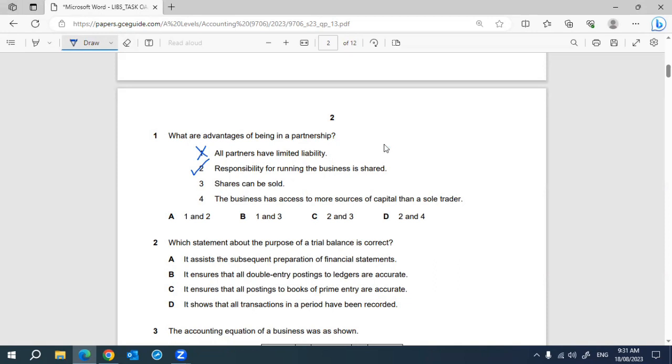Right. Thirdly, shares can be sold. So this is not true, as this covers a limited company. Lastly, the business has access to more sources of capital than a sole trader. Yes, this is true, because the capital in a partnership is larger than that of a sole trader. So finally, options 2 and 4 are true. So therefore, the answer is D.